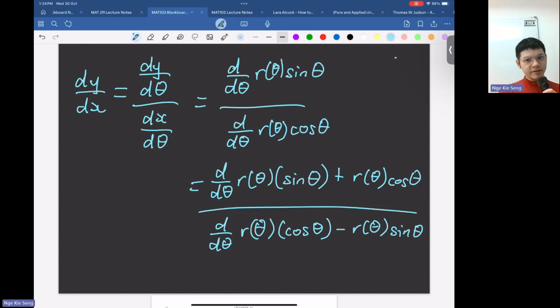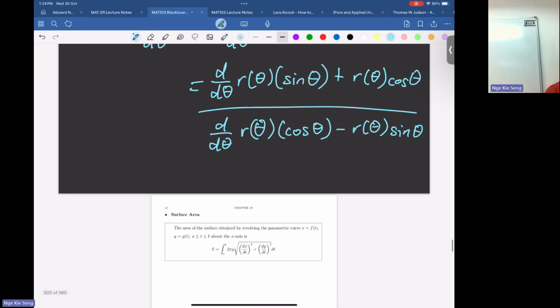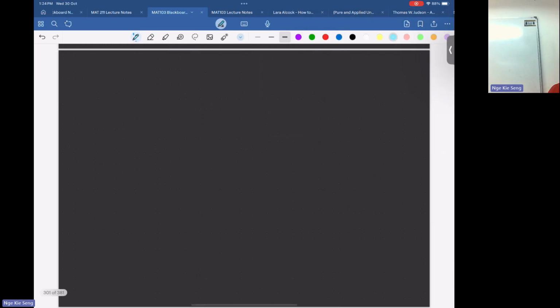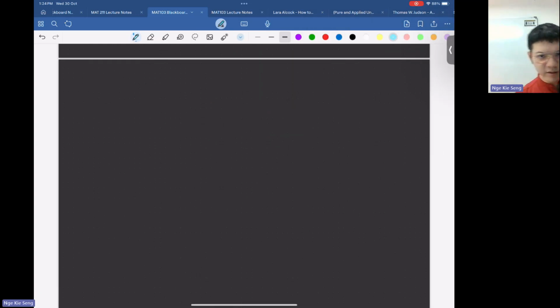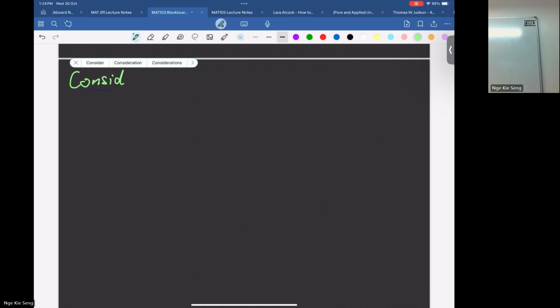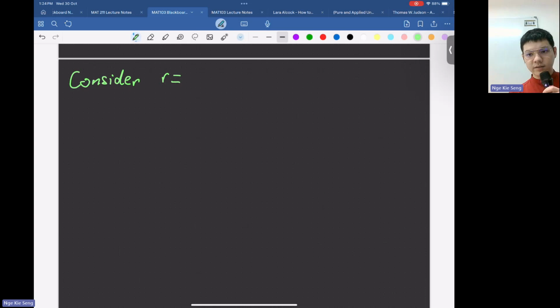special thing happens. Okay, so let's look at this example here. So that's this question here. So if you can look at it now. So consider r equals to 1 plus. Wait, let me make it bigger a bit. Consider r equals to 1 plus sine theta.